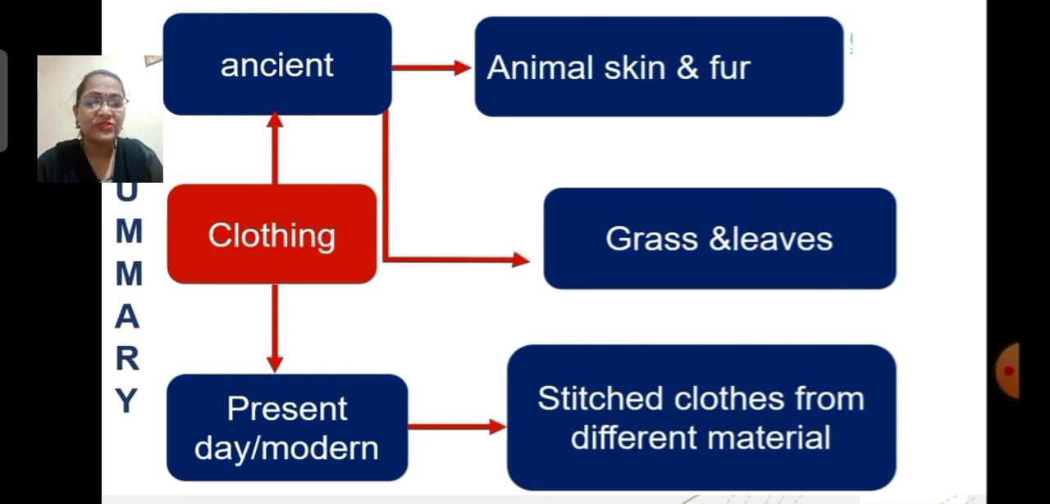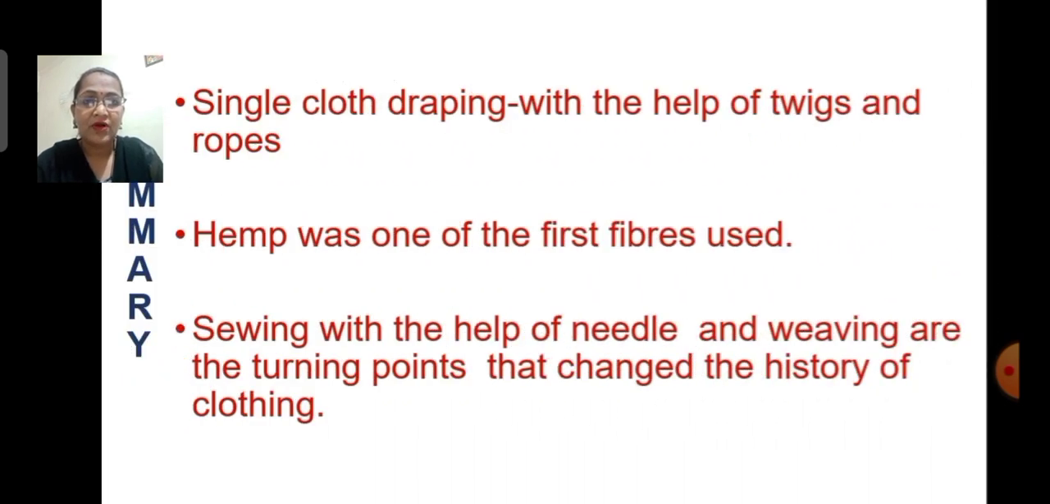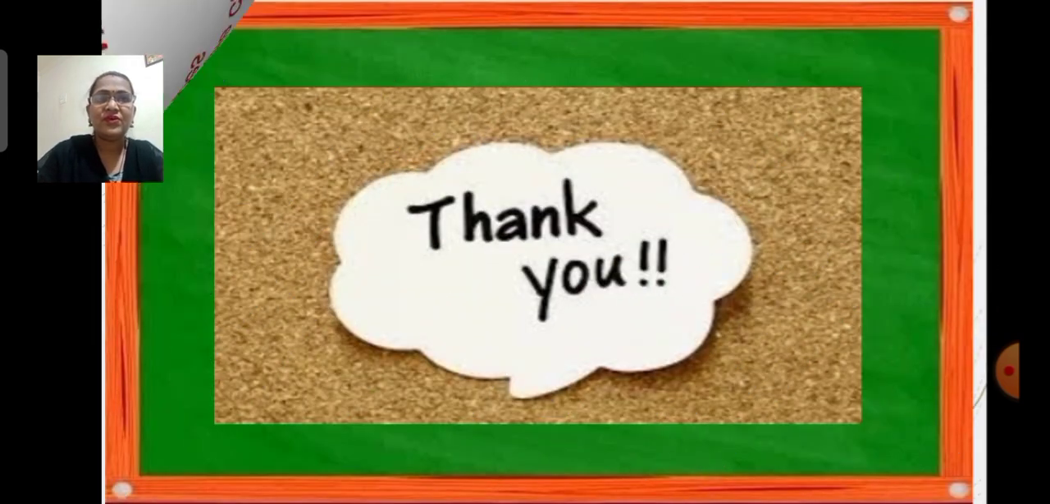We have also learnt about single clothing and wrapping, which was possible with the help of twigs and ropes in ancient times. Then we have seen hemp or flax was one of the first fibers used. Sewing with the help of a needle and weaving are the turning points that changed the history of clothing.